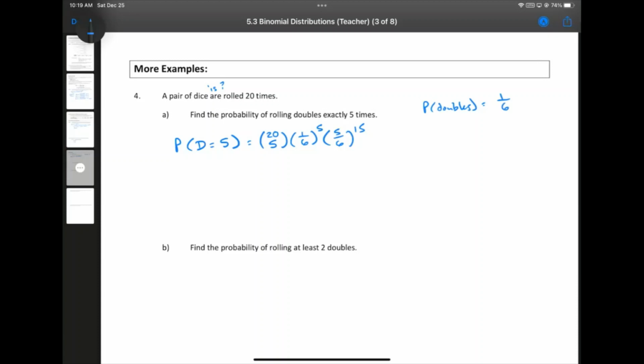And sometimes you might find this a little easier to punch into your calculator. If I think of the numerators and the denominators separately, the numerators are 1 to the exponent 5 times 5 to the exponent 15, which is just 5 to the exponent 15. So I'm going to multiply that by 5 to the exponent 15. And the bottom is going to be 6 to the exponent 20, because there's 5 of them from the first fraction, 15 from the second fraction. So 6 to the exponent 20.